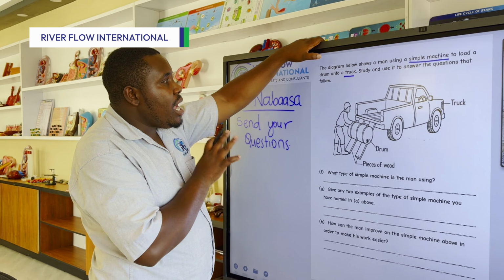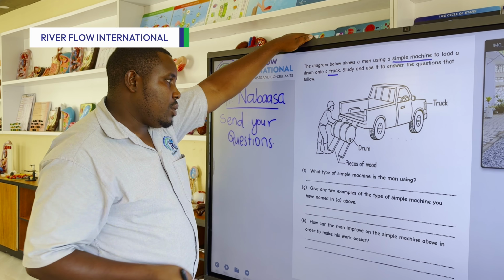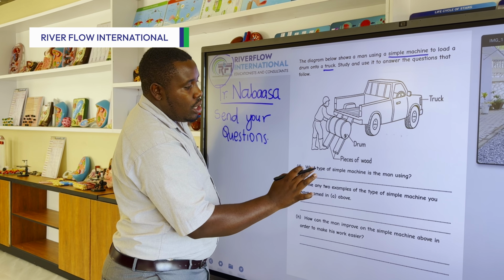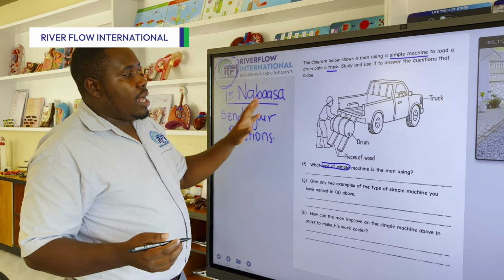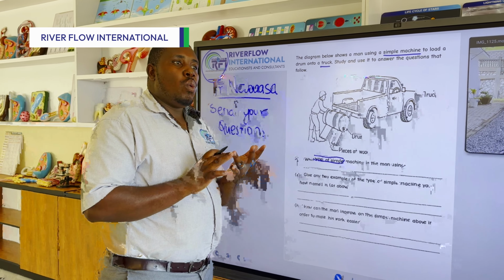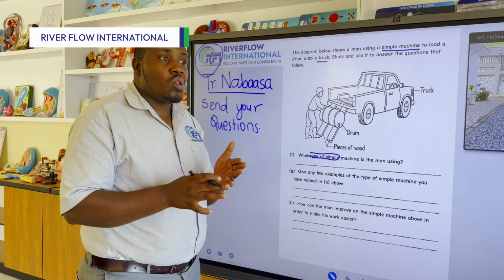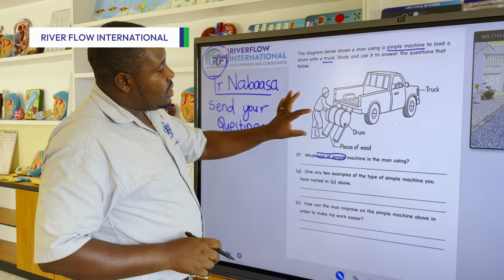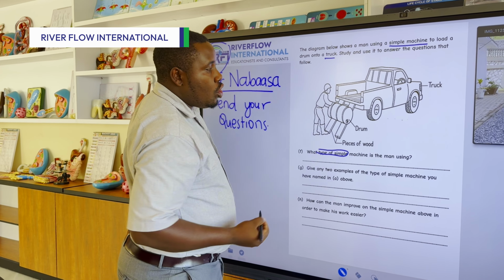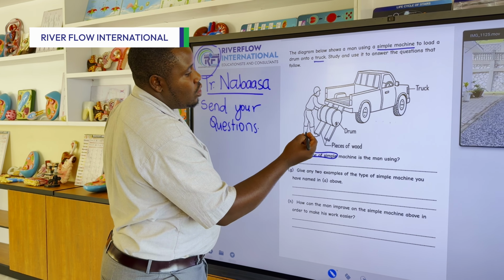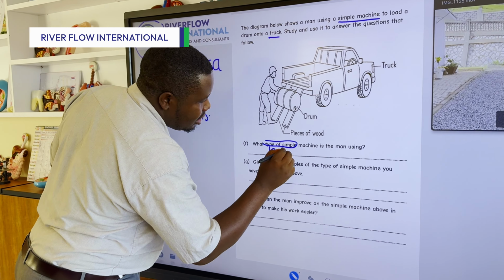The diagram below shows the man using a simple machine to load a drum on a truck. Study it and use the questions that follow. They want us to name the type of simple machine the man is using. We all know we have levers, pulleys, inclined planes, wheel and axles, and screws. But this particular one, where we have a slope connecting the ground to where we load the load, is called an inclined plane.